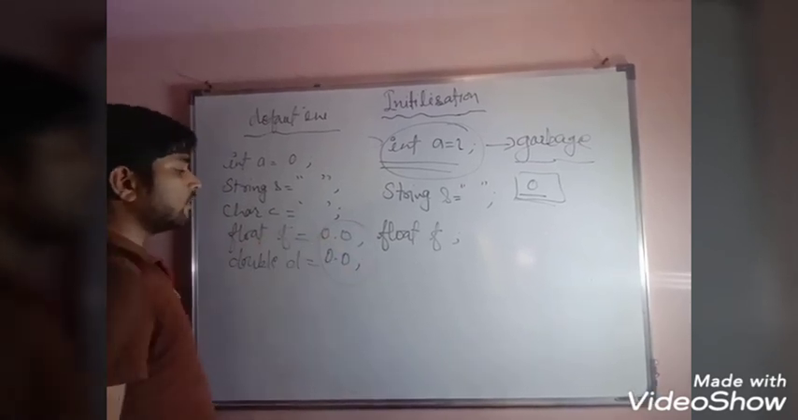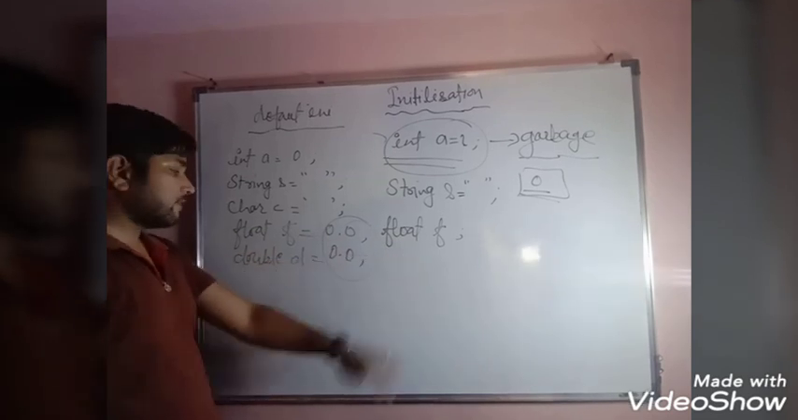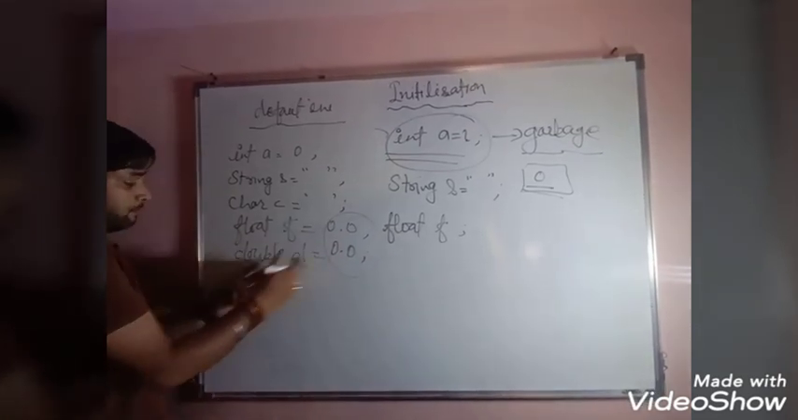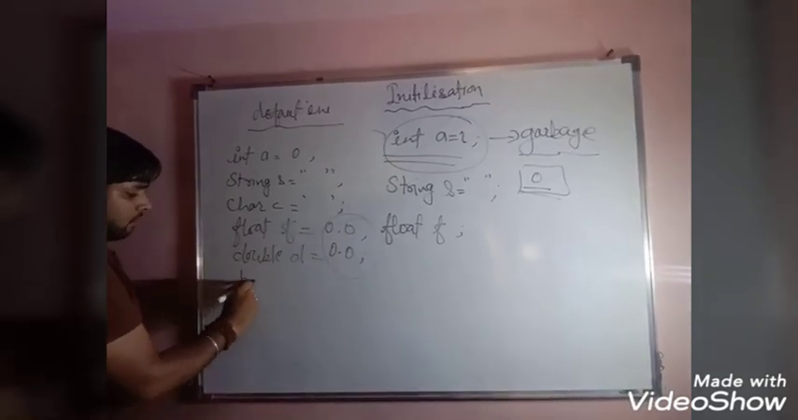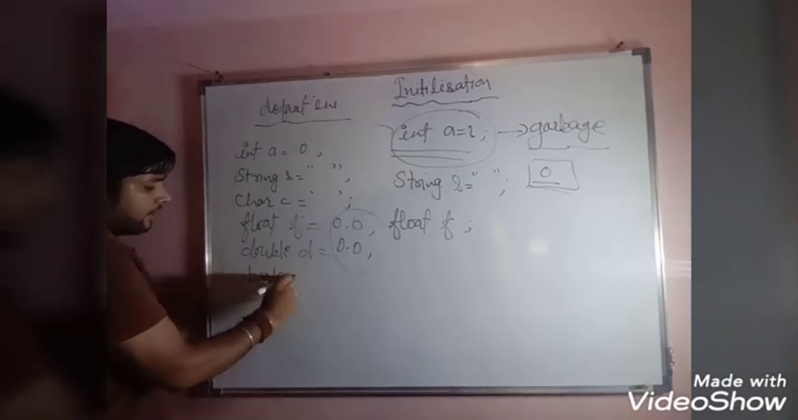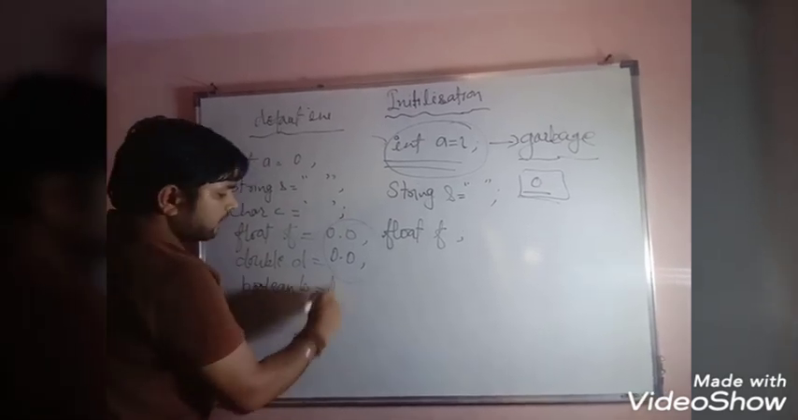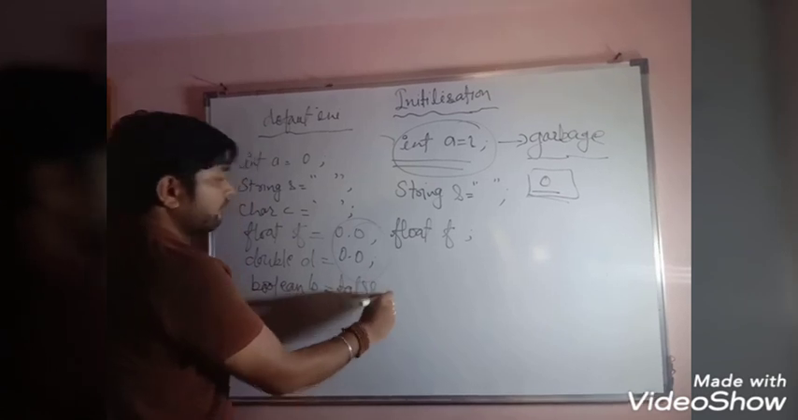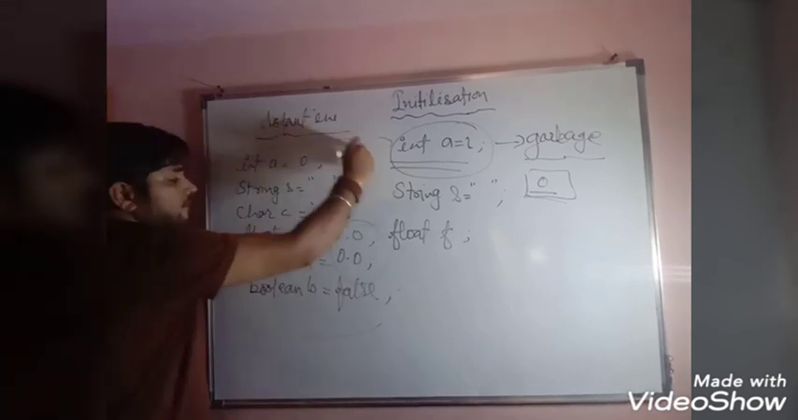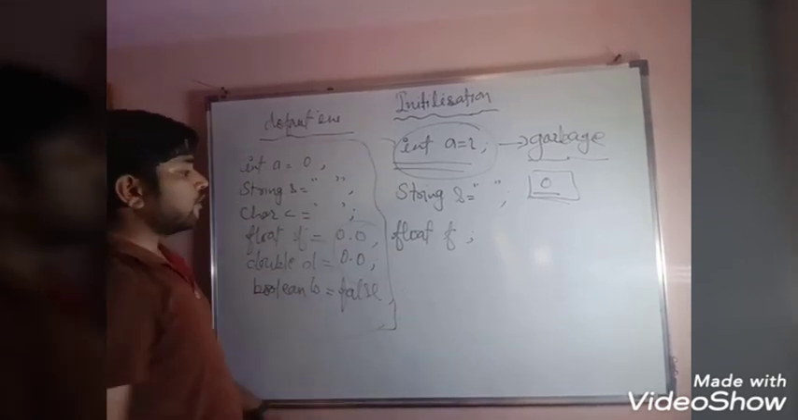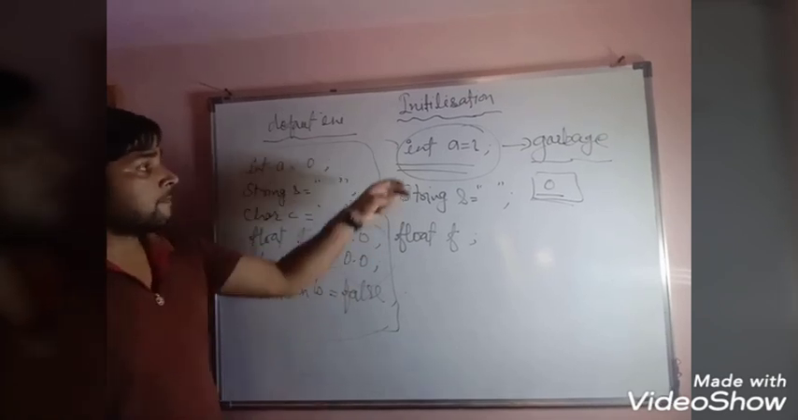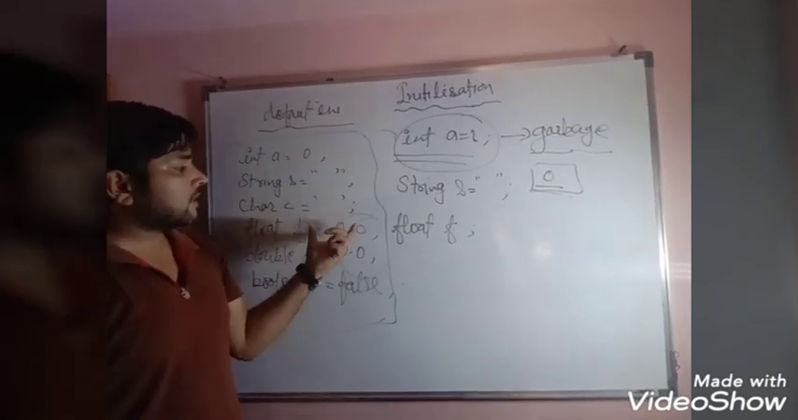What is the difference between these two, we will learn in the next video. If you define a variable with boolean, then the default initialization for the boolean is false. So these are the default initializations you have to learn and remember.